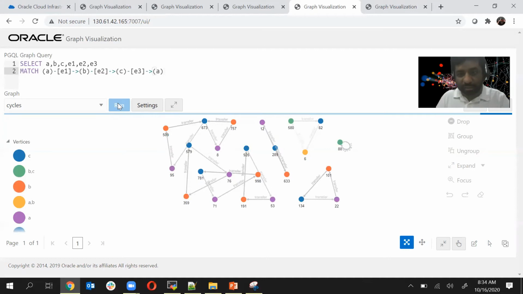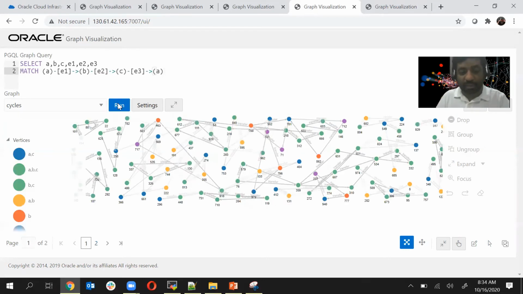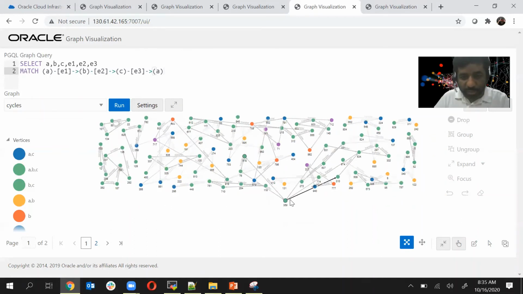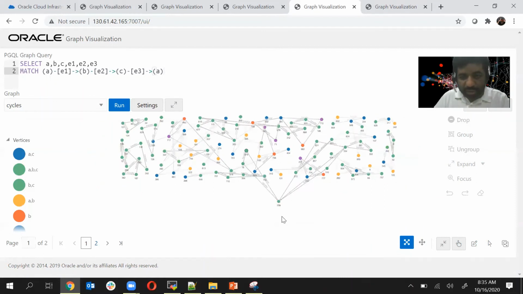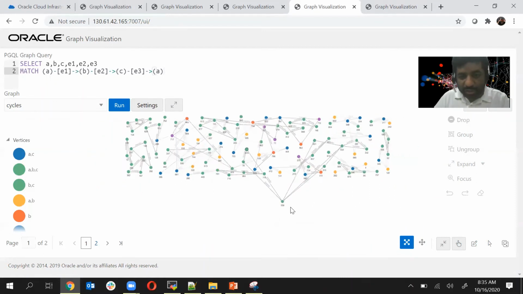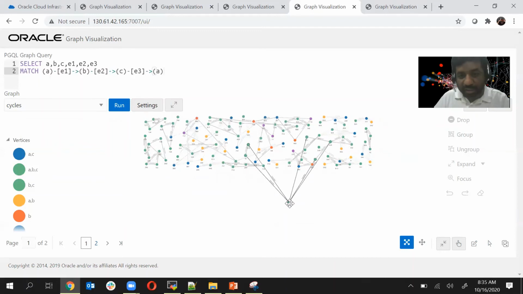Now let's see how many cycles we get in this graph. So there are many multiple cycles being transferred between different accounts. So let's take, for example, I'm just trying to drag this. You can see that there are many 3-node cycles associated with this particular ID 359.